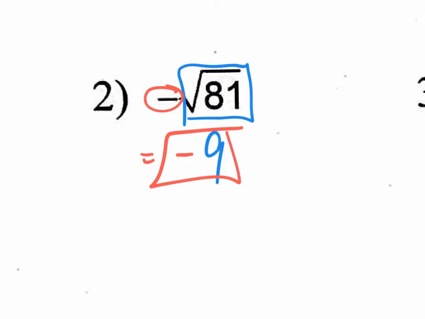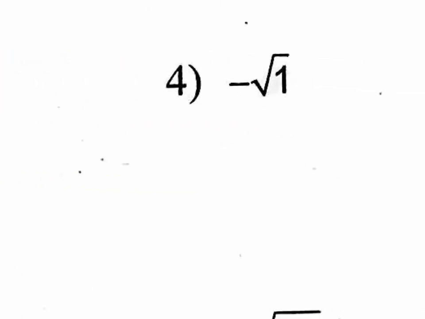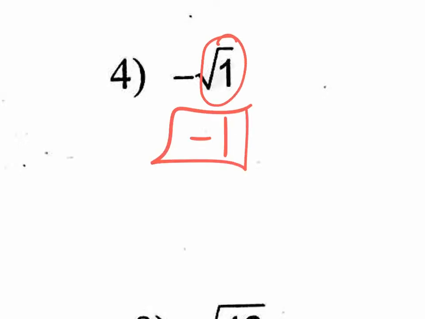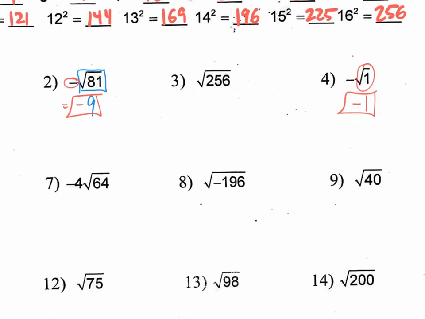Right? Okay. Let's go to the next one. Is there an i in there? Nope. That's not an i either, right? The square root of 1, that's just 1 with the negative in front. So your answer is negative 1. Piece of cake.